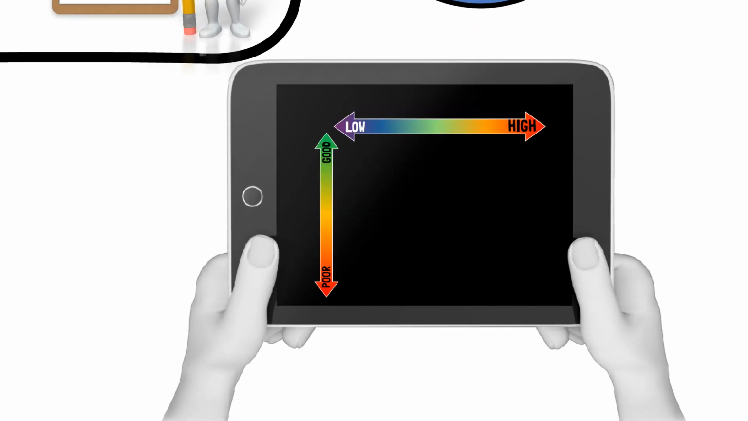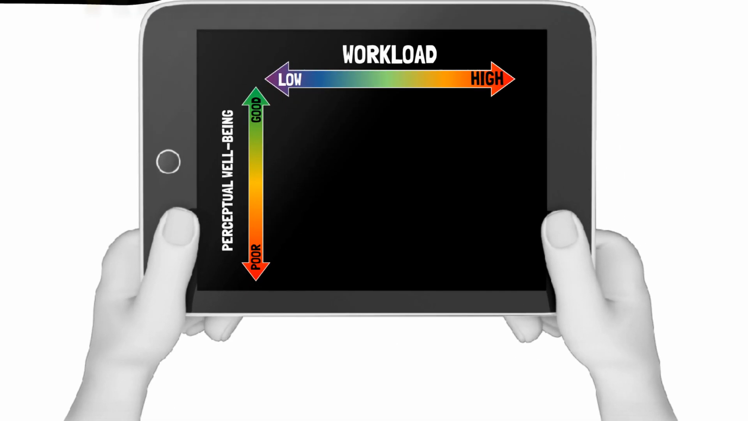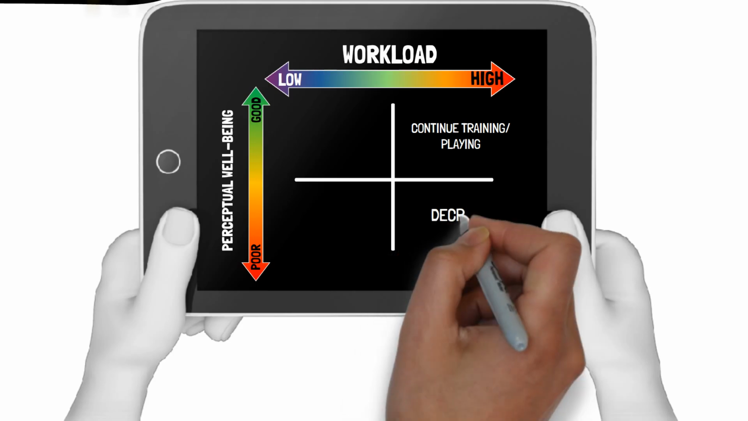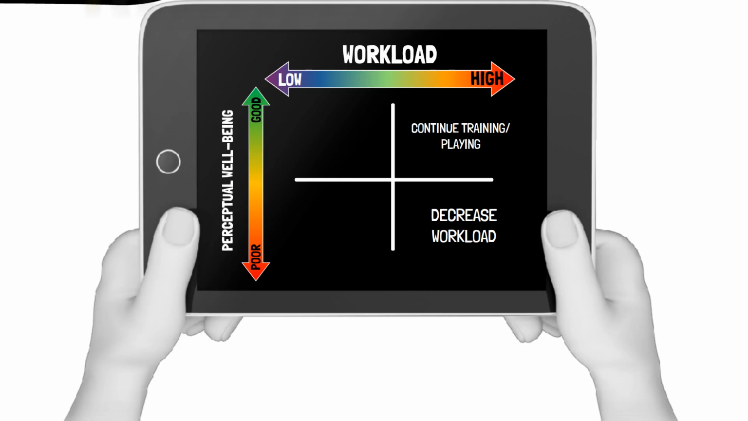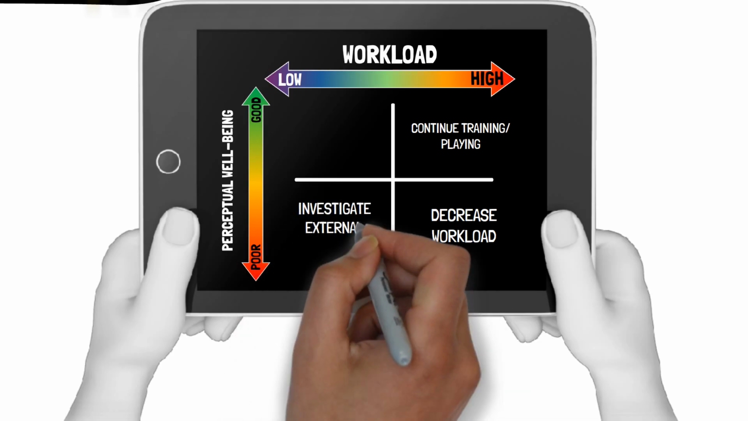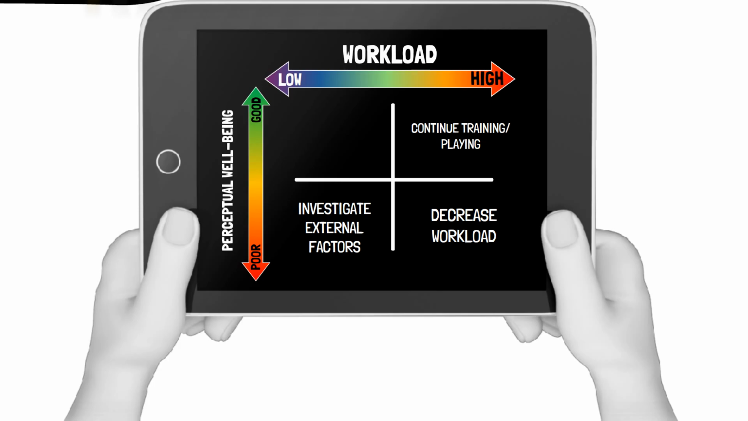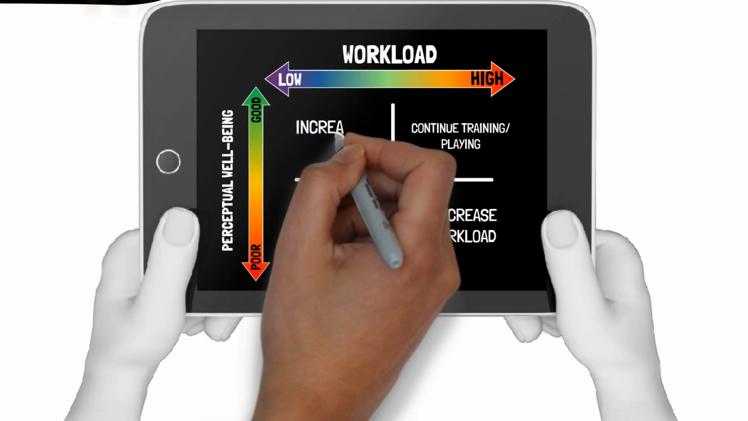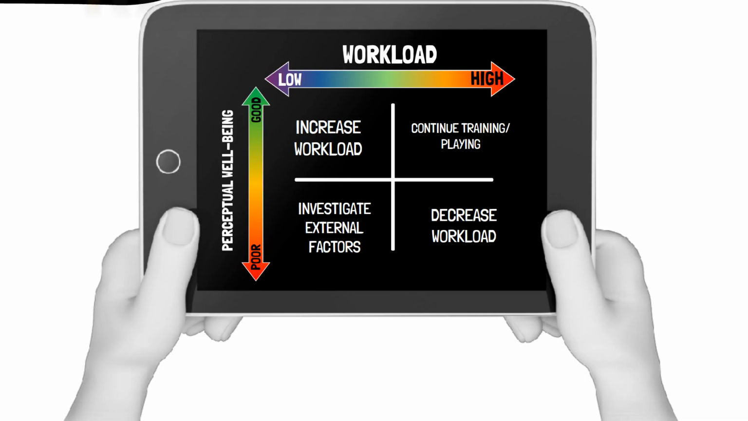Combining measures of workload with perceptual well-being scores helps determine if an athlete is tolerating training effectively. If workload is high and well-being is good, the athlete can continue training or competing at this intensity. If workload is high but well-being is poor, adjustments may be needed, which may involve reducing training intensity. If workload is low but well-being is poor, external stressors or non-training factors, such as illness or personal stress, may be affecting the athlete's recovery, which may require further investigation. If workload is low and well-being is good, an increase in workload may be beneficial to enhance performance and adaptation.